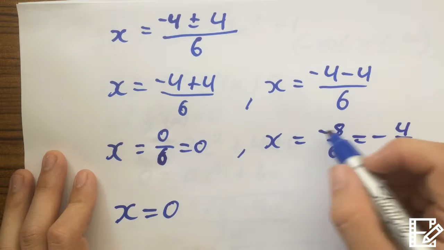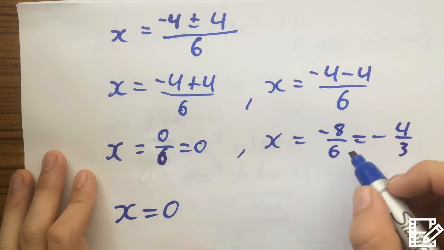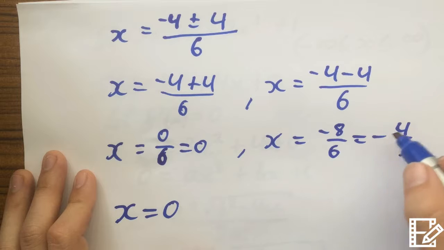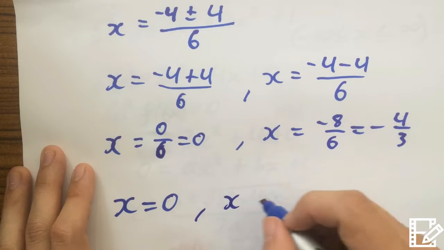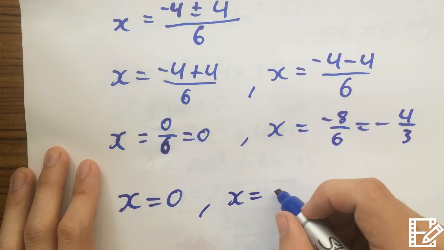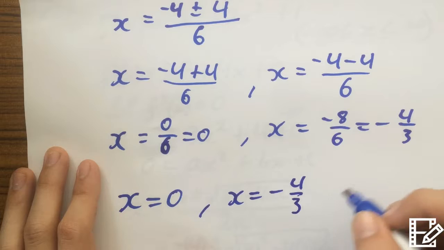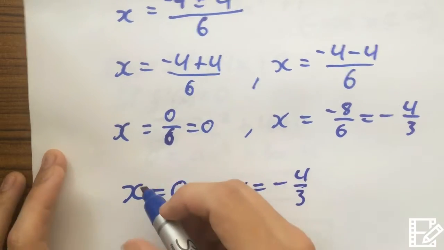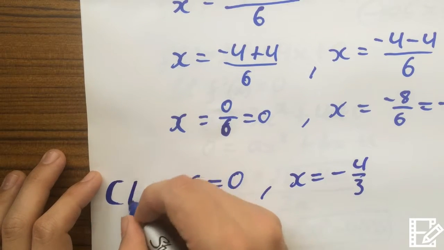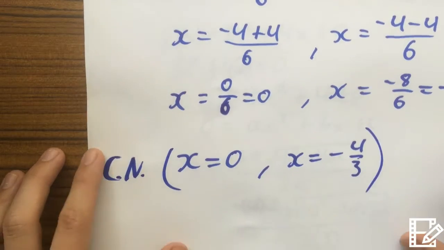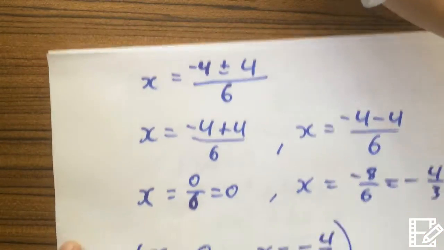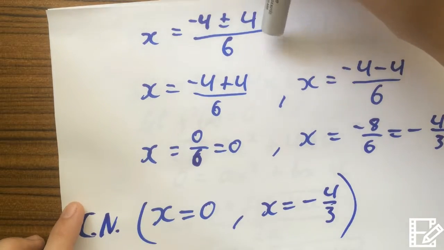And I move the negative down because if a negative is on the top or the bottom, it makes the whole thing a fraction. So it makes the whole thing negative. That's what happened here. So therefore, our second critical number is x equals negative 4 on 3. Okay, now we have to use these critical numbers to find critical points.